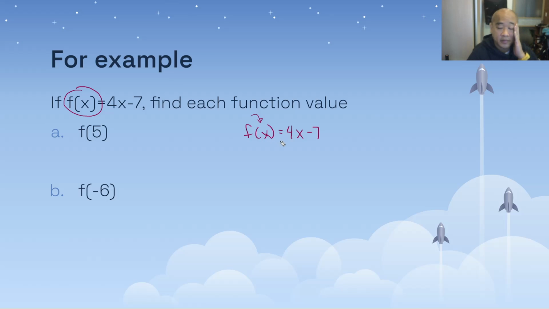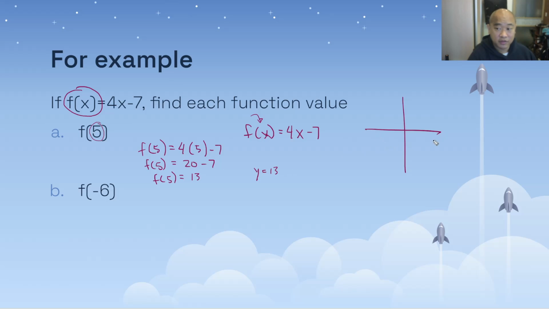independent variable. So for example, f of 5 means that 5 is going to be our input value. So f of 5 equals 4 times 5 minus 7. So this is 20 minus 7, which equals 13. F of 5 equals 13. Another way of saying this is that y equals 13.